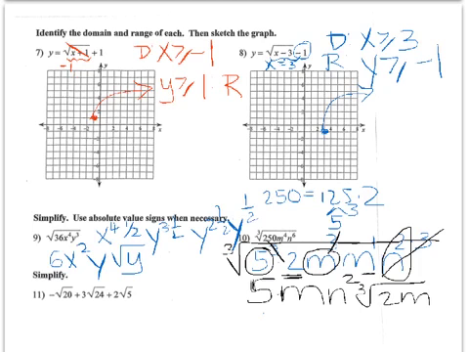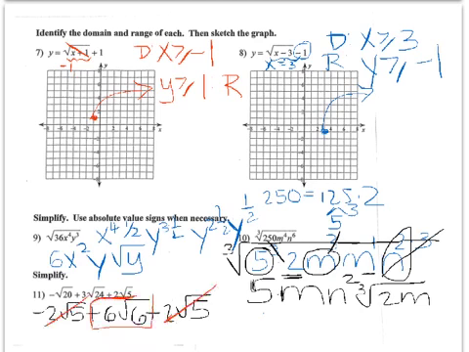Alright, number 11, this should be pretty straightforward. You have negative 2 rad 5, because 4 times 5, plus 24 is 4 times 6, so this becomes 6 rad 6, and 2 rad 5 at the end. Can't be simplified, but the first and last terms do cancel out, so your final answer is just 6 rad 6.